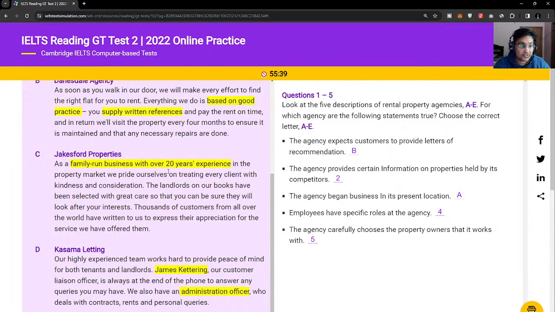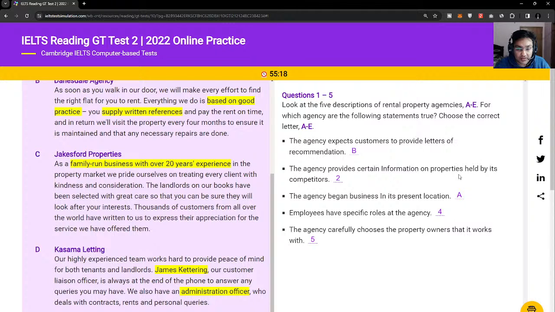A family-run business with over 20 years experience. We pride ourselves on treating every client with kindness and consideration. The landlords in our books have been selected with great care so that you can be sure they will look after your interests. Thousands of customers from all over the world have written to us to express their appreciation for the service we have offered them.